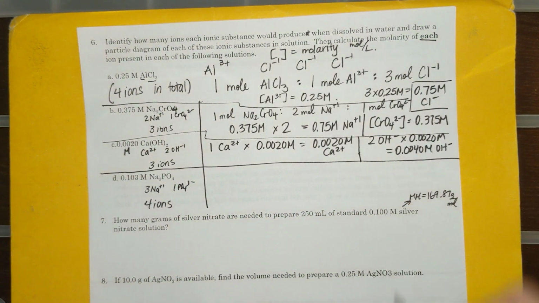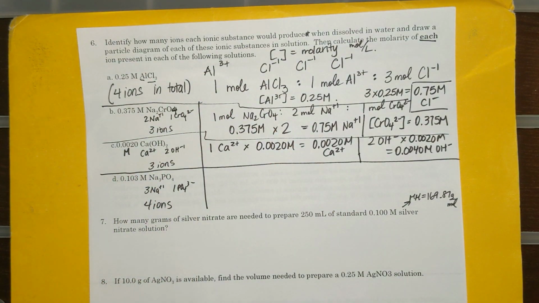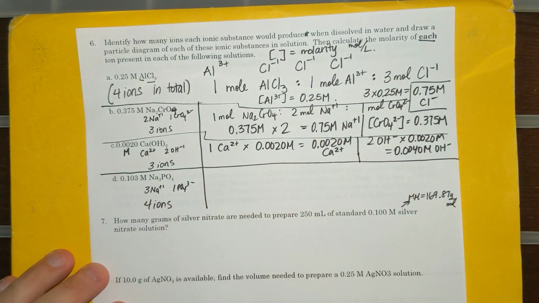I will talk more about this in class about how we talk about the ions, and I already did probably talk about how I multiply the number of ions by the concentration, and that is going to be the concentration of the ion. Very straightforward.